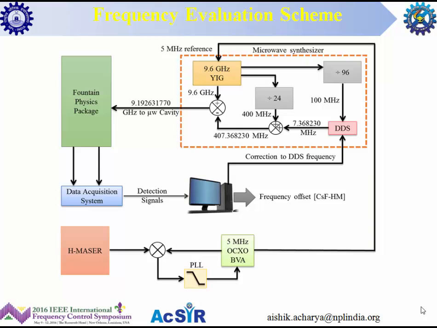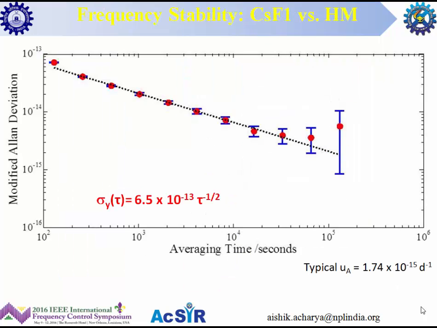This is the typical Allan deviation, modified Allan deviation, of our fountain, and we have so far achieved 6.5 × 10 to the minus 13 for short-term stability, with a typical statistical uncertainty of 1.74 × 10 to the minus 15 at 1 day averaging time.